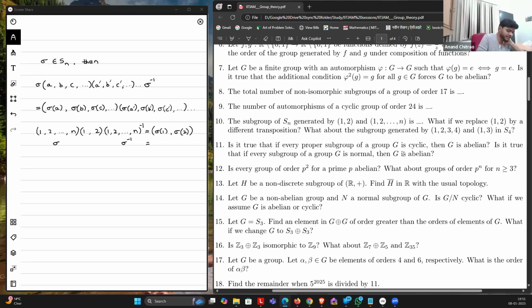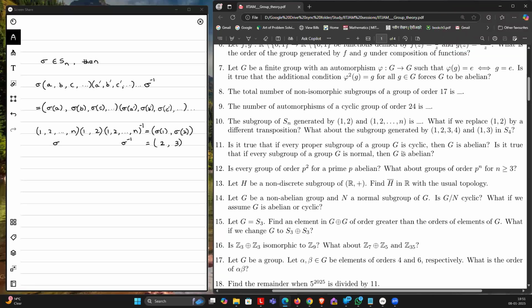Now, what is sigma of 1? It's 2. And what's sigma of 2? 3. Now try to play around and see if you can make all transpositions out of this. The point is, using this, you can make all kinds of transpositions and then Sn is generated by that. Now the question is, what if we replace (1 2) by a different transposition? What about the subgroup generated by (1 2 3 4) and (1 3) in S4? What's the answer?